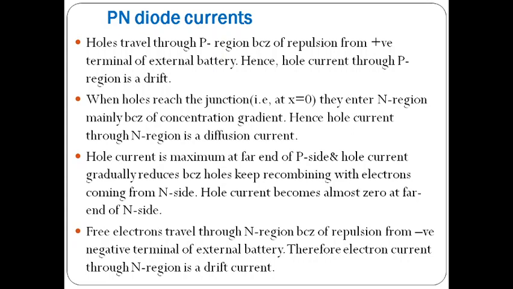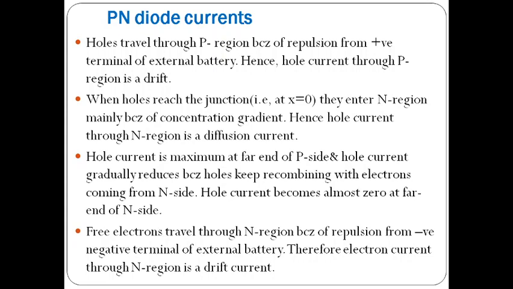Now the holes are moving towards the junction, so that means more holes are accumulated at the junction. We consider the direction as x, and the junction point as x equals 0. When holes reach the junction, they enter the N region mainly because of the concentration gradient. So in the P region at x equals 0, or the junction point, due to the drift mechanism, more holes are accumulated at the junction.